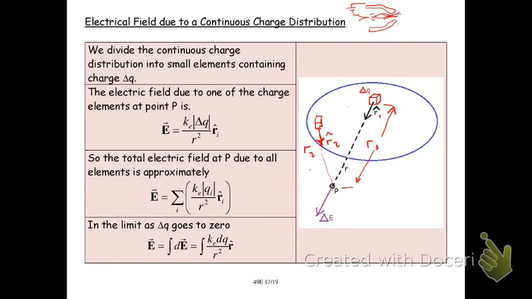We divide a continuous charge distribution into small elements containing charge, a little bit of charge, delta Q. The electric field due to one of the charge elements is, we know that, k_e times the little bit of charge, delta Q, over r squared times the unit vector, and we sum all those little bits. And if we do it finely enough, we can go to the electric field total being equal to the integral of all the little bits of electric field. And we write that out as the integral of dE, dQ.